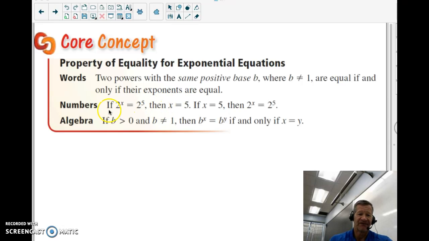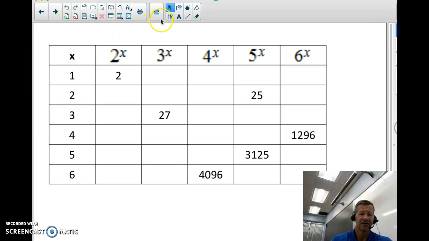Now, if that's true, then if the bases are the same, we're just saying the exponents have to be the same also. So if the bases are the same, then this exponent of x has to be the same as this exponent 5. So x would equal 5. Now, algebraically, if b is a number bigger than 0 but not 1, then b to the x equals b to the y only if x and y are the same thing. So if the bases are the same, then x and y, the exponents, are the same. Let's go and try some examples.